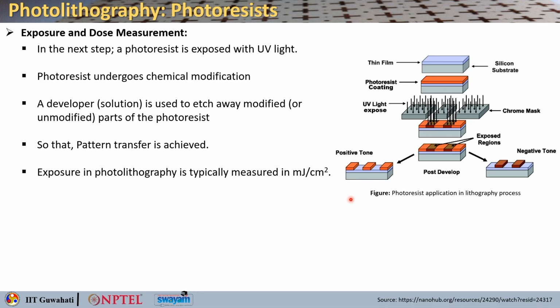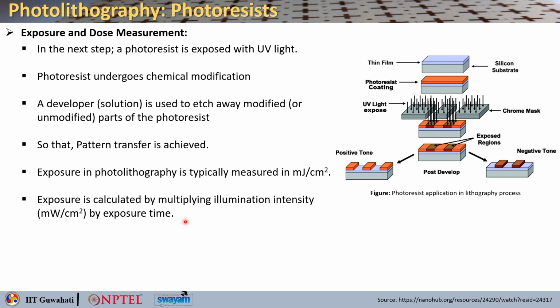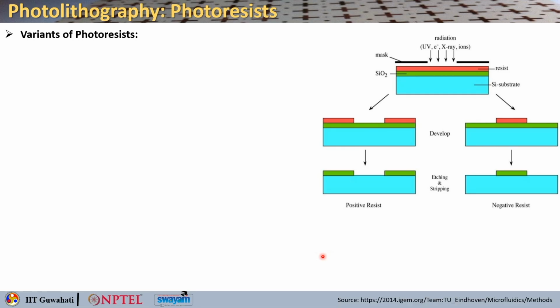So, typically the exposure in photolithography is measured in millijoule per centimeter square, and the exposure is basically calculated by multiplying illumination intensity, okay, that is milliwatt per centimeter square, by the exposure time. So, you get the millijoule per centimeter square, and the typical dose in photolithography would range from 50 to 500 millijoule per centimeter square. Okay.